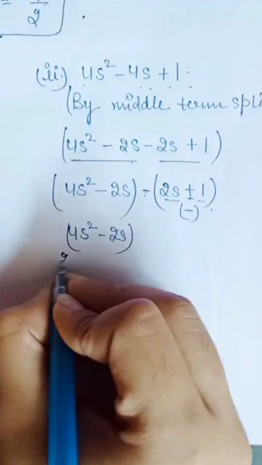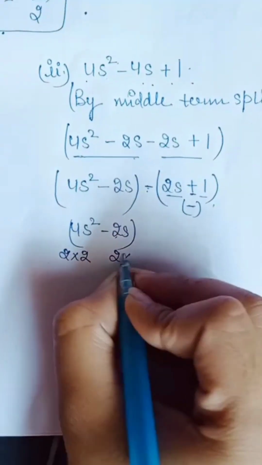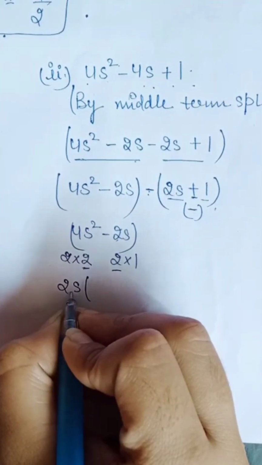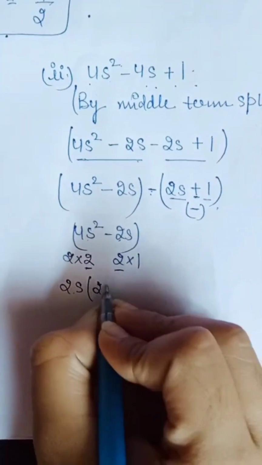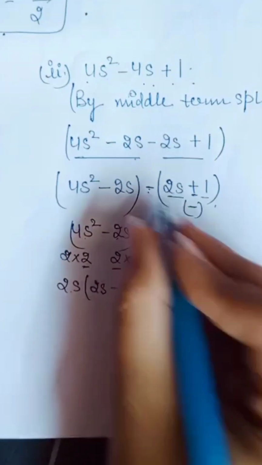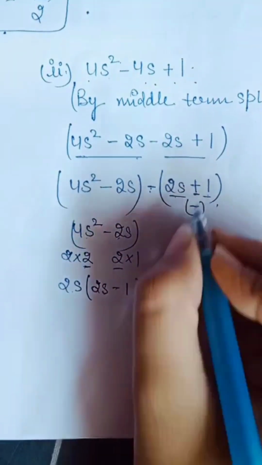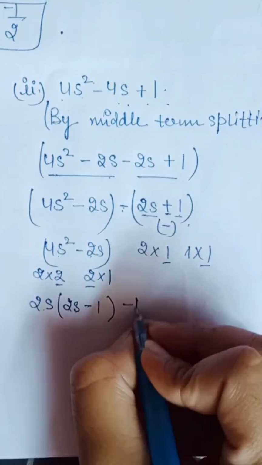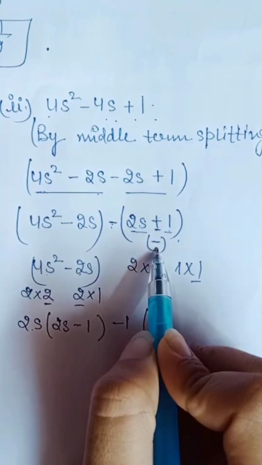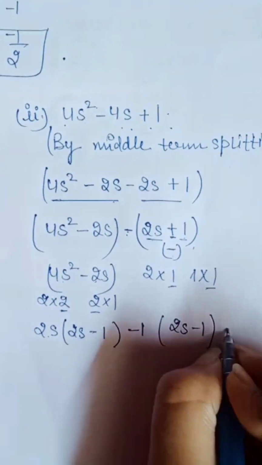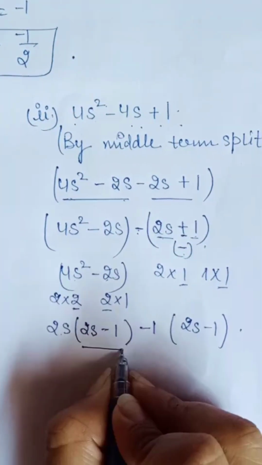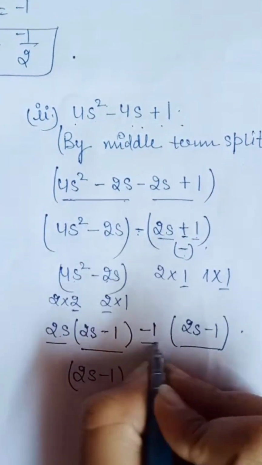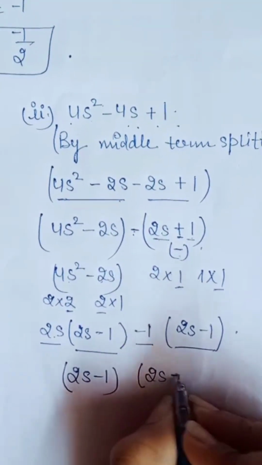What is common in this? 2 into 2 and here 2 into 1. So 2 is common. We can write 2s outside the bracket, and inside the bracket what is remaining here? 2s minus 1. Now here we will write minus. Then see in this, what is common? 2 into 1 and 1 into 1. So 1 is common. We can write here 1. Now the sign has been changed, so we can write here 2s minus 1. Now take the common 2s minus 1. Here we will get 2s minus 1. Now what is remaining here? 2s minus 1. So another bracket will be 2s minus 1.